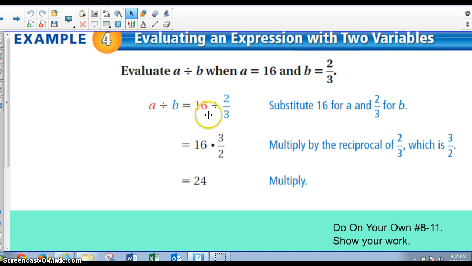You're going to put 16 over 1. Then you're going to change it to multiplication, do the reciprocal, and then multiply it out and turn it into a whole number. Do the rest on your own, numbers 8 through 11. Show your work. Remember all the steps you did in chapter 2. I want to see all those steps. Come back when you're done.